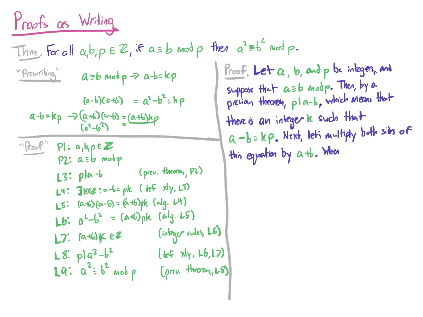When we do this and simplify, we get, so now I'm telling the reader I'm going to do some math now. I'm going to do some multiplication and I'm going to simplify. A plus b times a minus b equals a plus b times k times p, or a squared minus b squared equals a plus b times k times p.